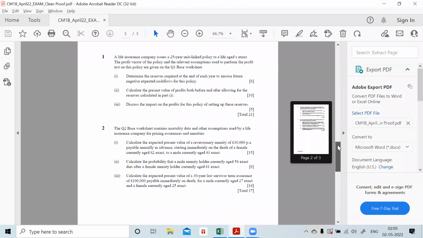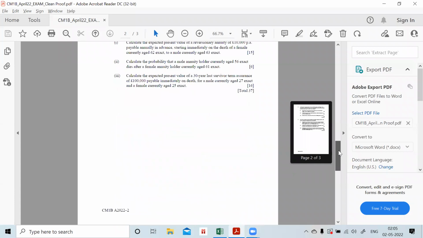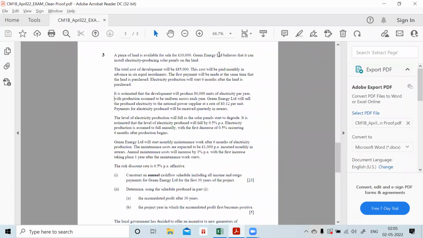That will only help us. So it's given that a piece of land is available for use for 10,000. Green Energy Limited believes that it can install electricity producing solar panels on the land. The total cost of development will be 85,000. First, at time 0, if you see, it is 10,000 initially. Okay, the piece of land is available.